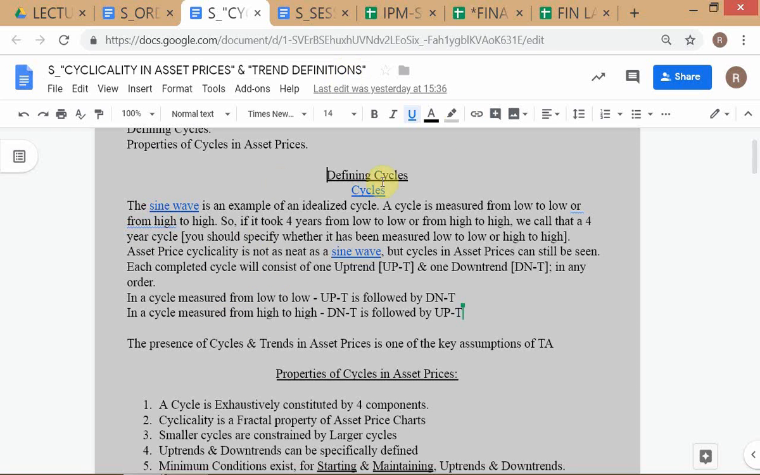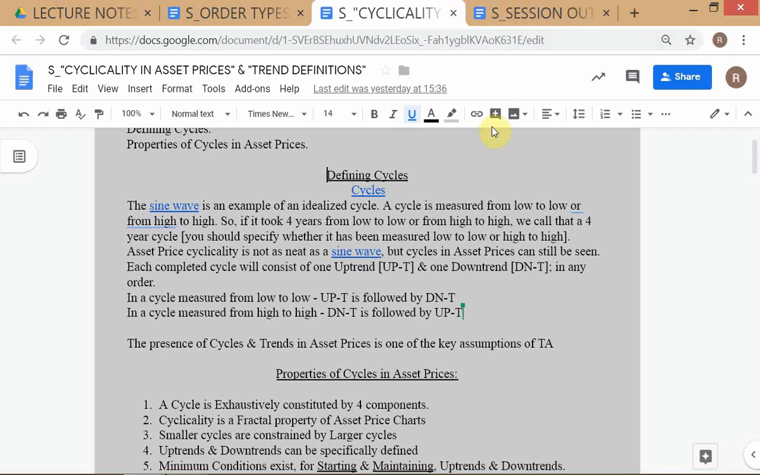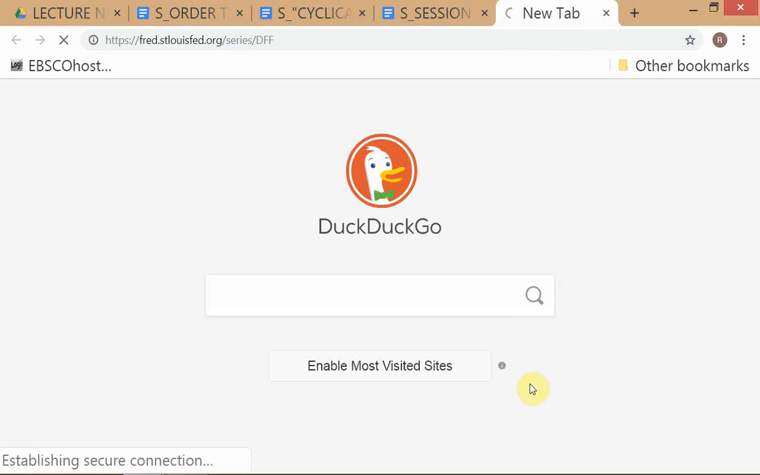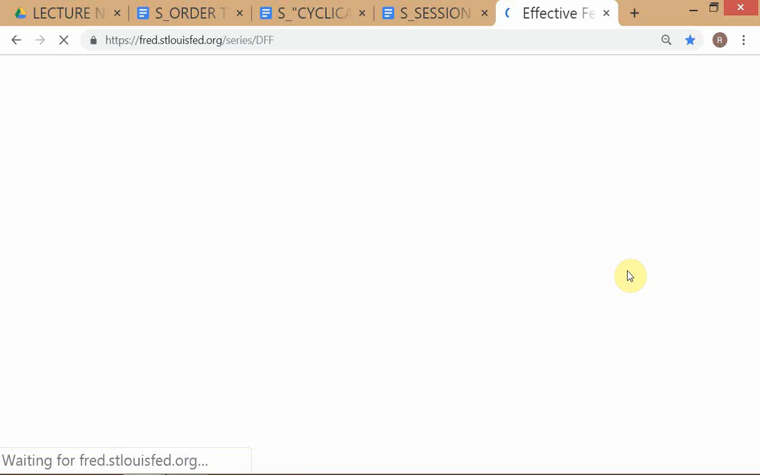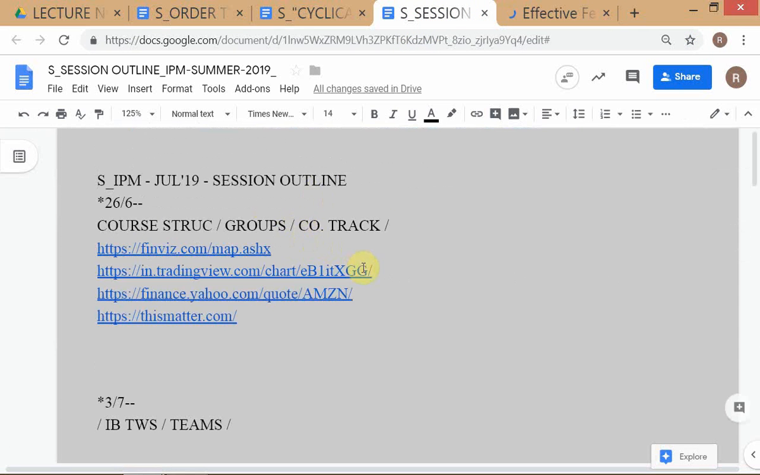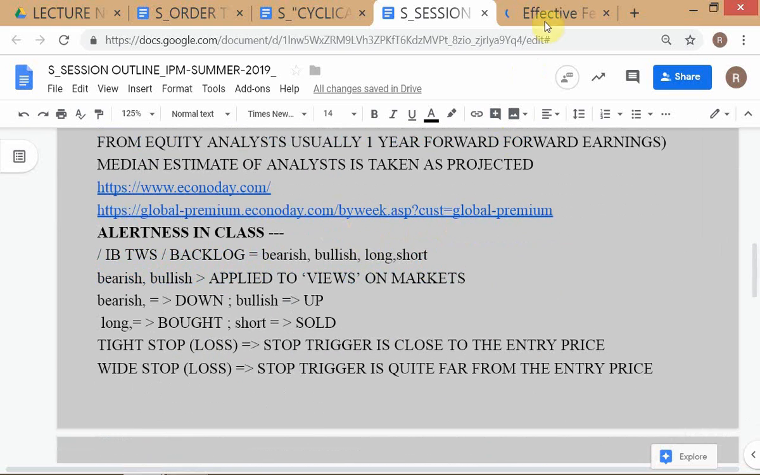Okay, so if we just go to FRED. Have I linked to this website here, FRED, as one of your links? No, I haven't linked to FRED. So this is another very useful resource, okay, we'll come to this.